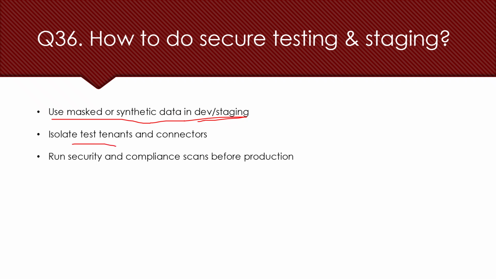We have to isolate the test tenants and the connectors. So everything needs to be isolated from the production tenant so that we don't go and lose any of the data. It should be done in separate environments. We also have to apply role-based access control policies in both environments, staging and production.